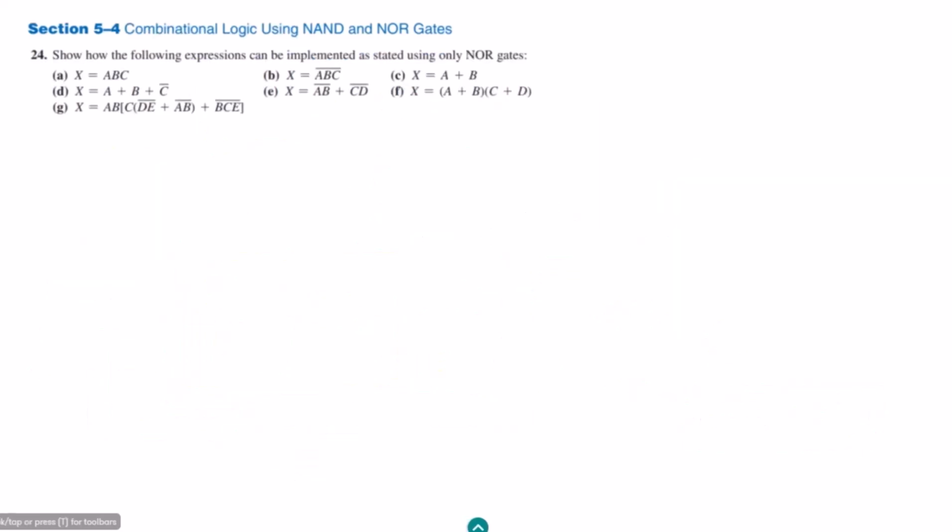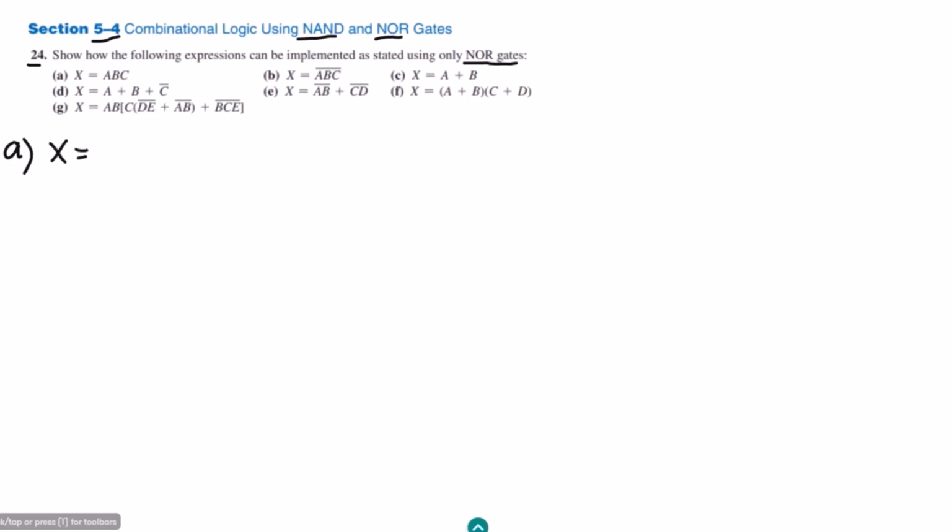Welcome back, guys. So this is question 24 in section 5.4, and in previous questions you have seen that we have been implementing the logic expressions by using the NAND or NOR gates. This is one of the same parts of our questions, and here we have to show how the following expressions can be implemented as stated using the NOR gates. So we have to implement all of these parts by using the NOR gates. Let me first start with part A.